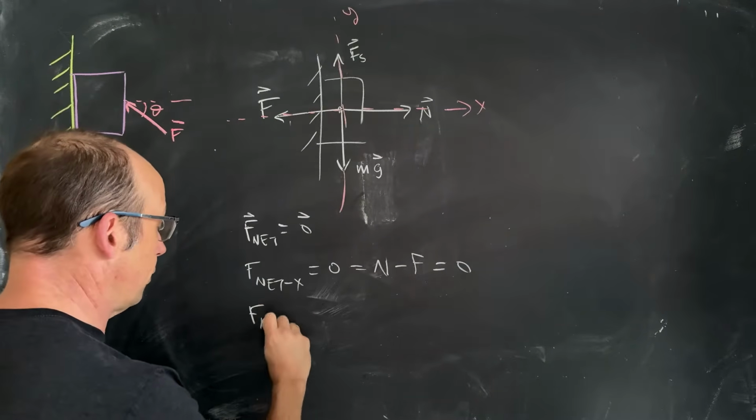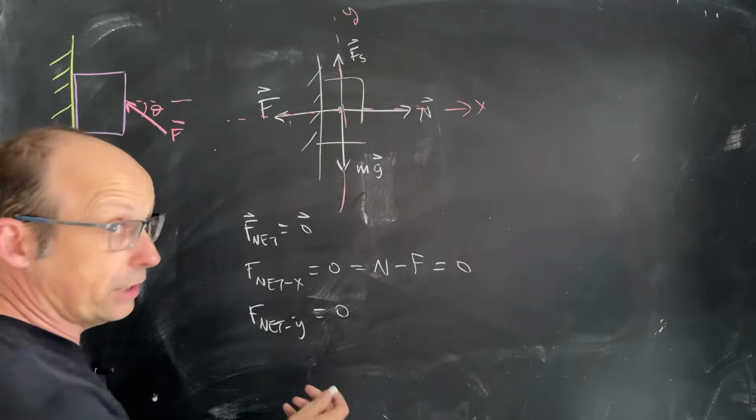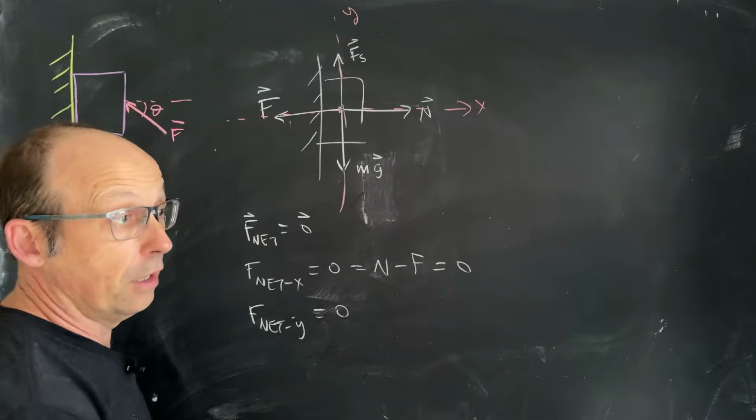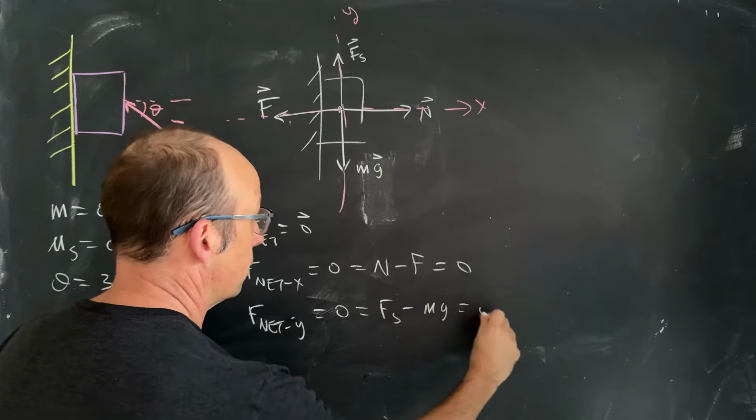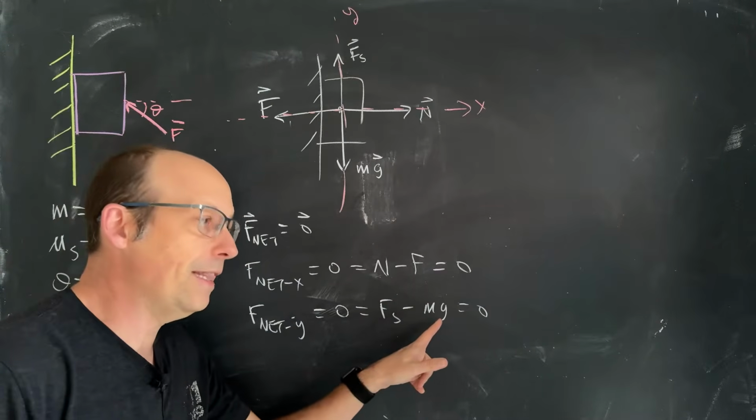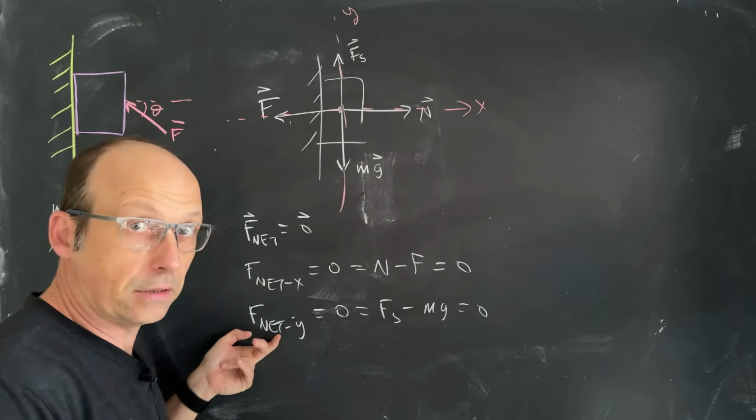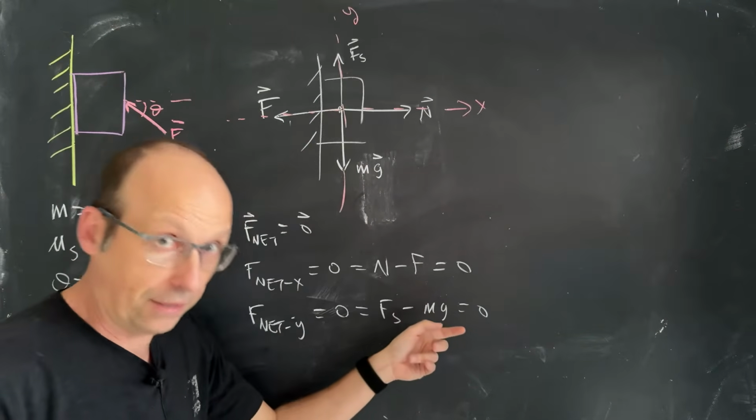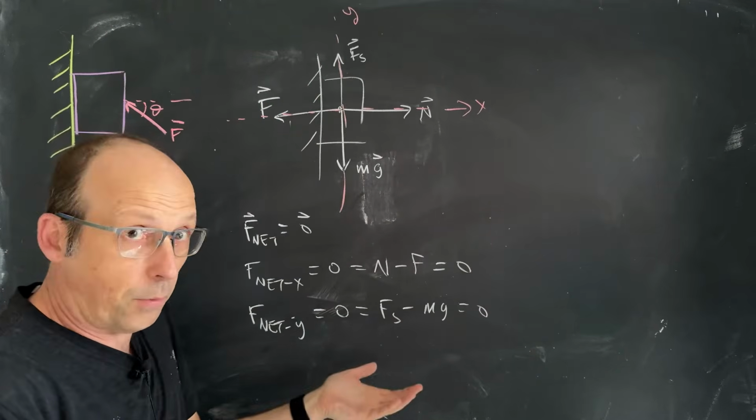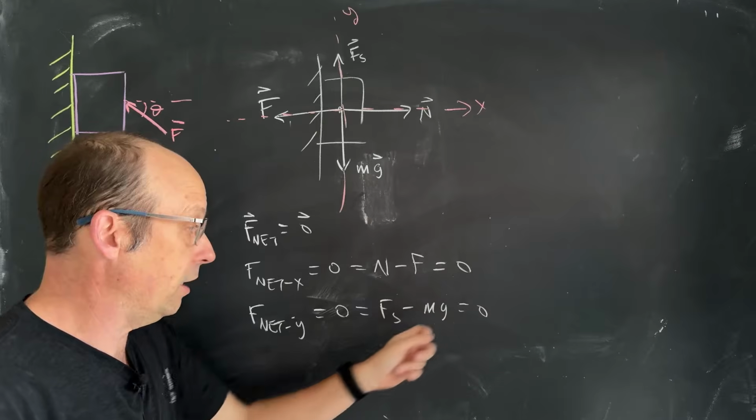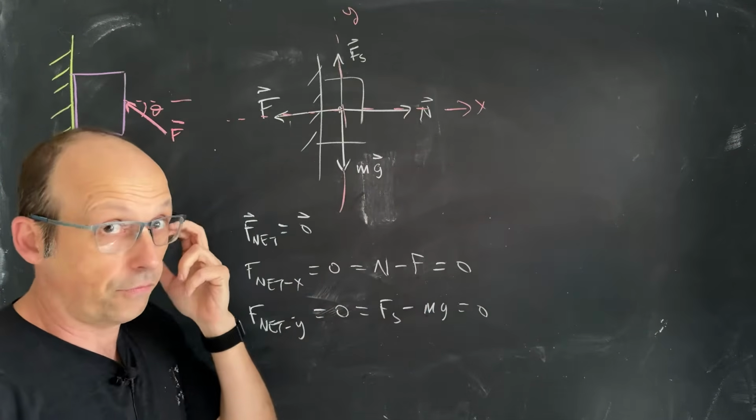In the y direction, net y, again, is zero because it's at rest. I have the upwards pushing friction force and the downwards gravitational force. And so you notice here, when we're in the negative y direction, I include it as negative, even though it's the sum of the forces. This is a component. It has a negative y component. Okay. So there's what we have, right? I know the mass. I know g. I don't know N. I don't know F. I don't know the frictional force.